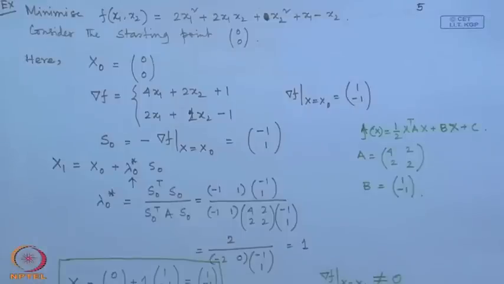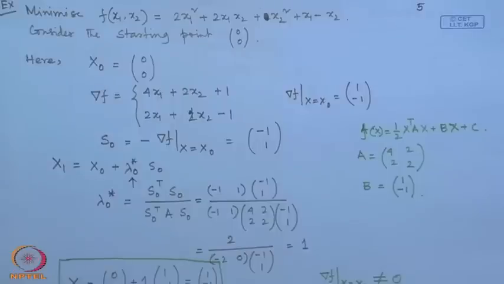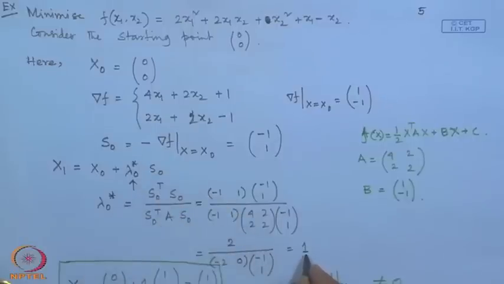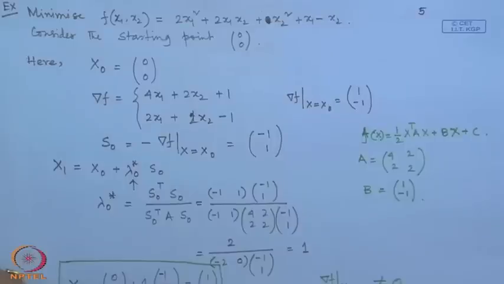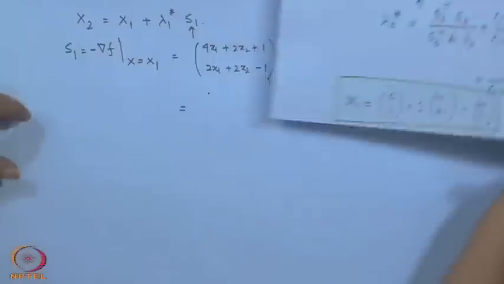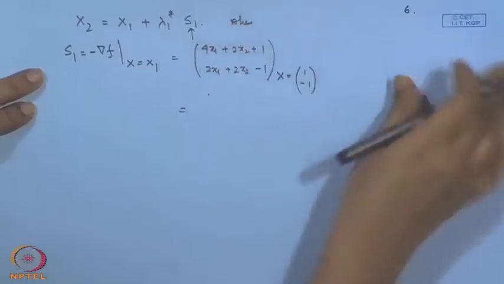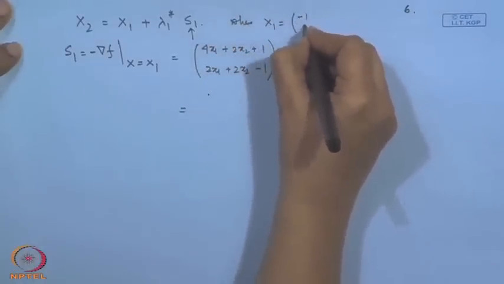Now, we are considering x 1 is equal to x naught plus lambda naught into s naught. Lambda naught star is coming 1. What about s naught? S naught is coming minus 1 plus 1, that is why it is coming minus 1 plus 1. That is my next s 1. If I consider s 1, here x 1 is equal to minus 1 plus 1.